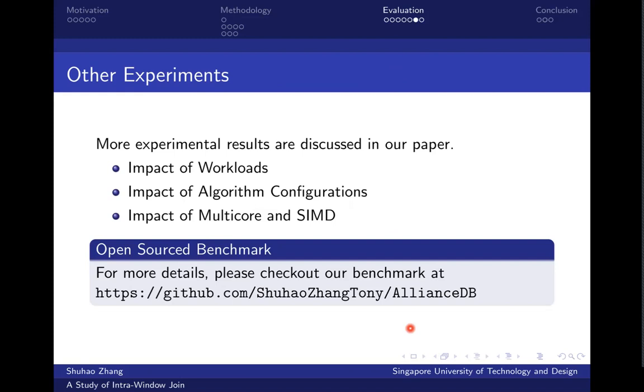We have further discussed the impact of the workload features, different algorithm configurations, and the impact of multi-core and the use of SIMD instructions. Please refer to our paper for more details of all those experimental results. All source code and data of our benchmark suite, as well as guidelines on how to reproduce the results, are all available at the GitHub repo.